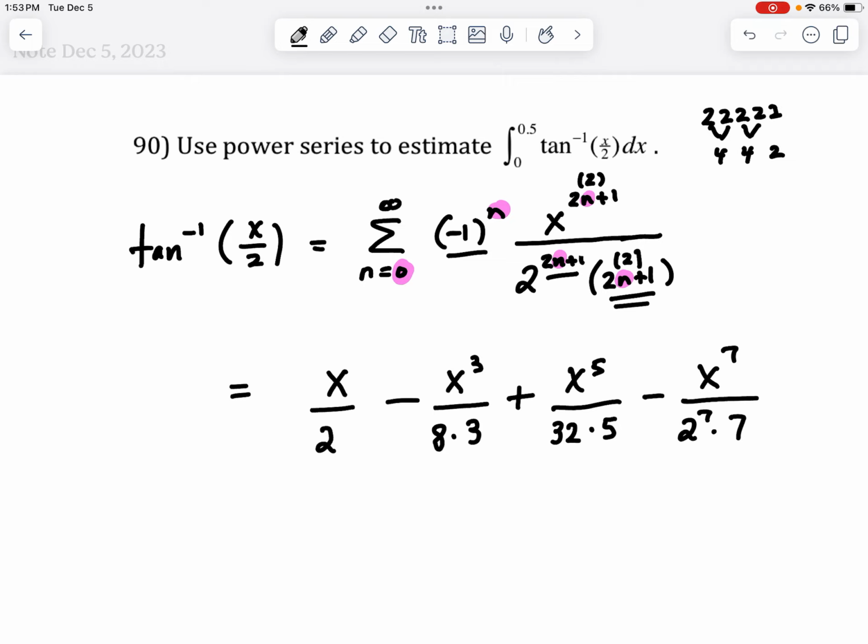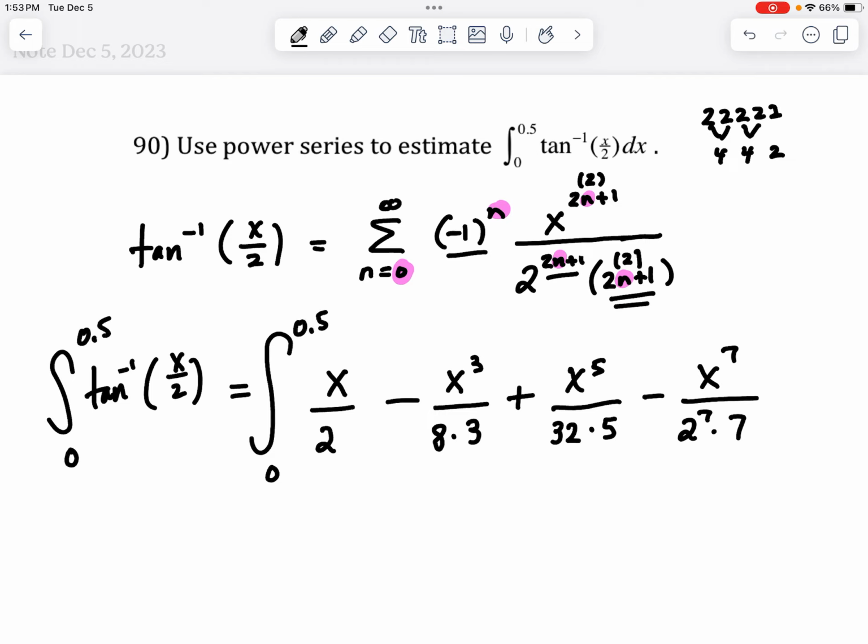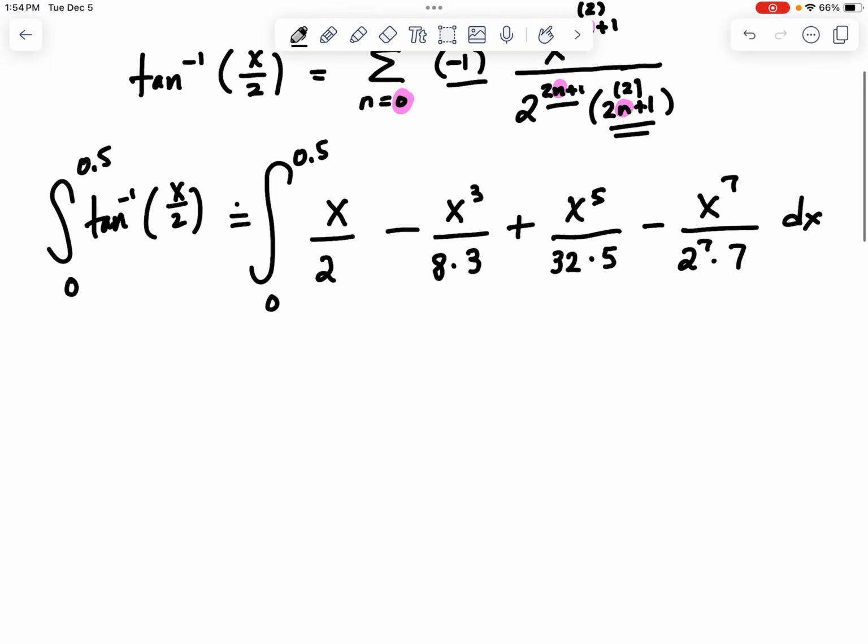Now it says to integrate this. So to integrate tangent inverse would take a lot of work. So integrate this from 0 to 0.5. And then this should be turned into an approximation since we're only using 4 terms. And then I do need to say dx since x is our variable. So then just go term to term and integrate. So the first one would be x squared over 2. And because there was already a 2 down there, then it's x squared over 4.